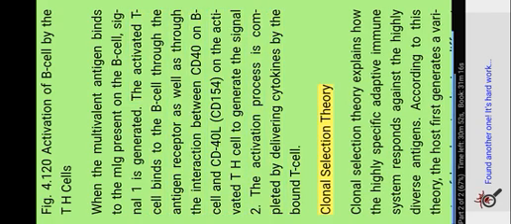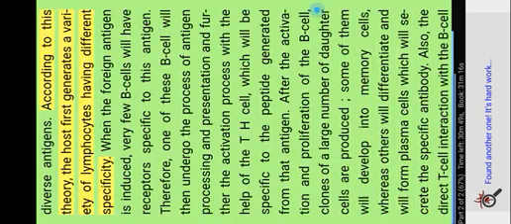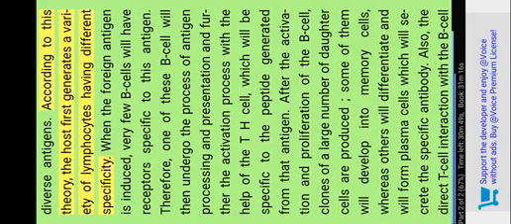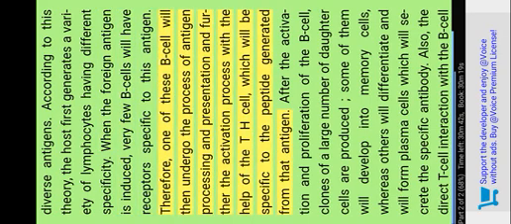Clonal selection theory. Clonal selection theory explains how the highly specific adaptive immune system responds against the highly diverse antigens. According to this theory, the host first generates a variety of lymphocytes having different specificity. When the foreign antigen is introduced, very few B cells will have receptors specific to this antigen. Therefore, one of these B cells will then undergo the process of antigen processing and presentation and further the activation process with the help of the TH cell, which will be specific to the peptide generated from that antigen.